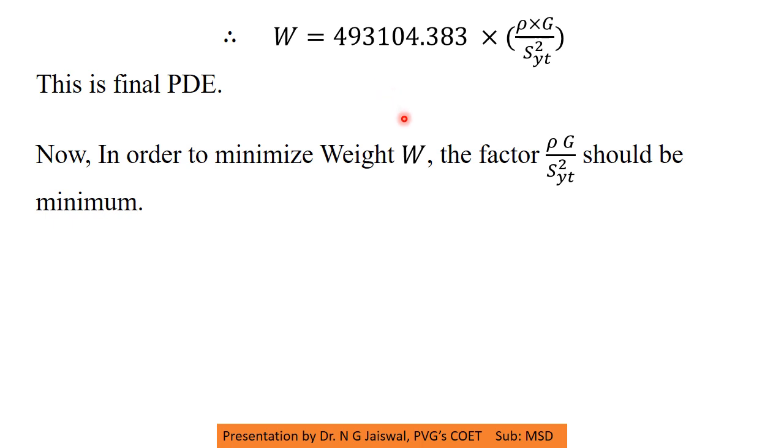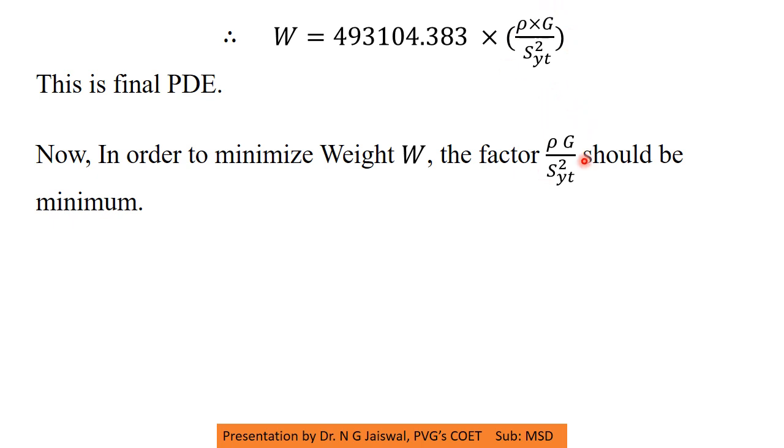So the term is now evaluated. All the constant terms calculation is done, and W becomes 493104.383 into this term, which is variable now, dependent on the material. So now we'll find out this term only for all materials. This is, of course, a final PD now, because we substituted all the unknown things into the original PD. This is my final PD.